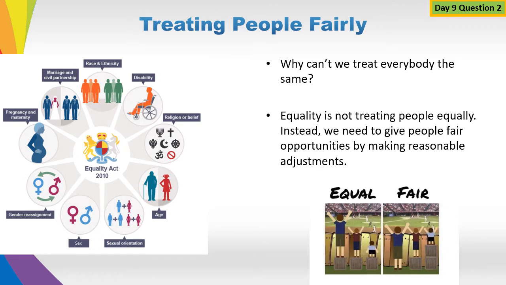The phrase reasonable adjustments comes from the Equality Act of 2010. At the bottom of this page here, I've added another picture where you can see on the left hand side the 3 boys are being treated equally. They've all been given a box to stand on so they can see the game. However, the tallest boy doesn't really need something to stand on, whereas the littlest boy still can't see even though he's being treated equally. So in the fair version, the tallest boy has given up his box and the little boy now has 2 and they're all now the same height. A very simple yet really effective diagram to explain the importance of fairness.